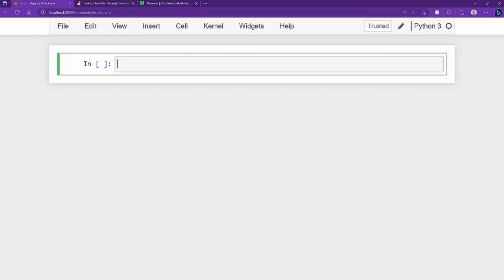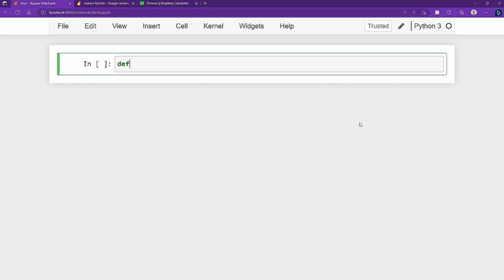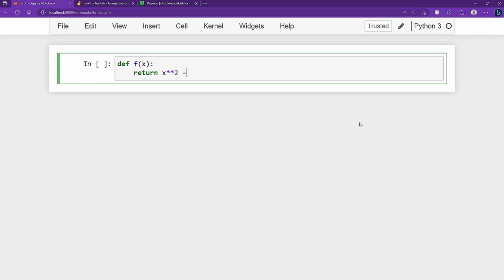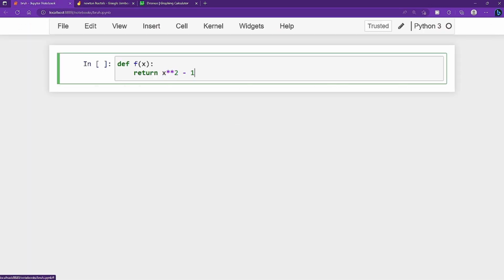So now we're going to talk about the implementation of Newton's method using Python. First thing that I'm going to do is define this function over here that we talked about in the explanation. So f of x is going to return x squared minus 1. This is the function that we were talking about in the last explanation that we went through.